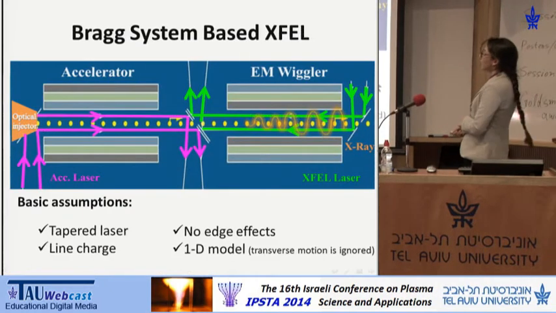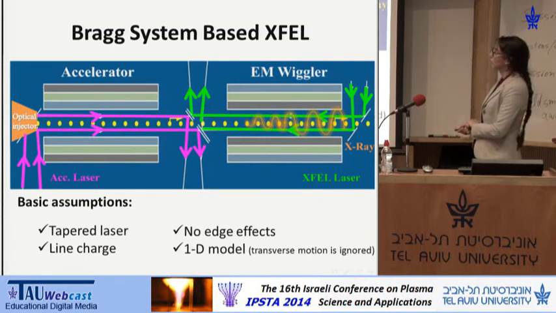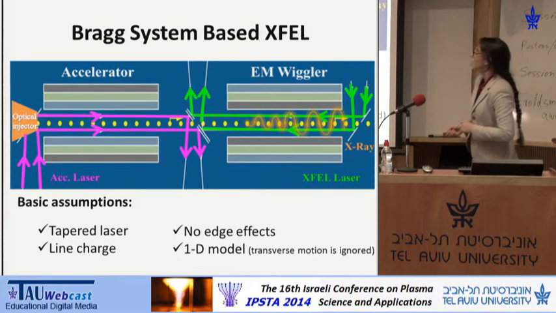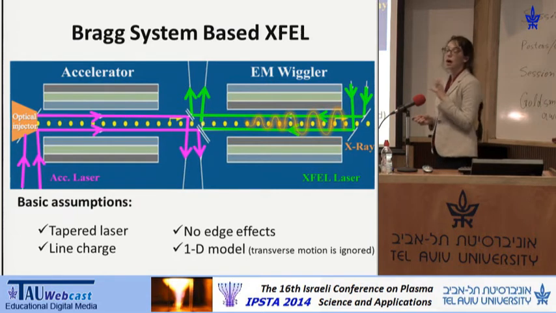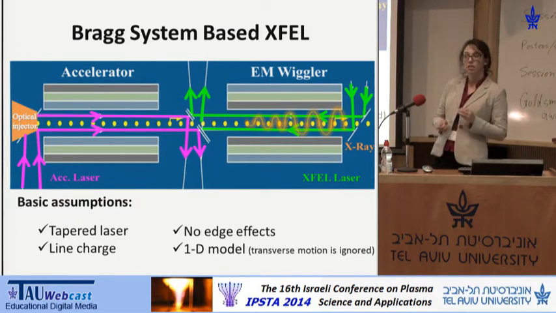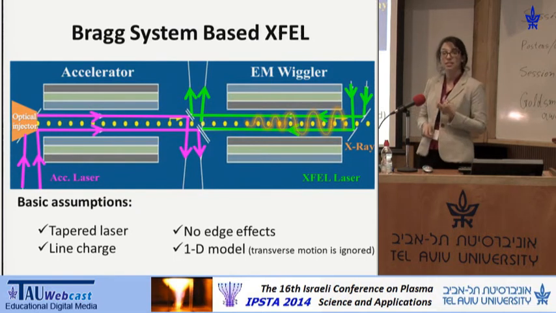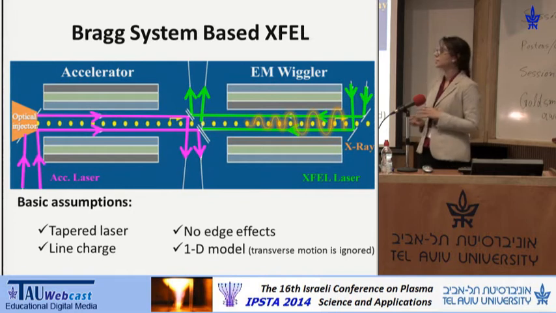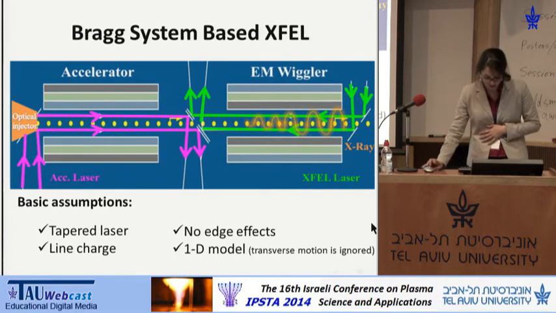We ignore edge effects, and the transverse motion is ignored as well. These yellow dots you see are actually line charges. Once the accelerating laser and the line charges are inside the structure, the wake generated by the electrons decelerates the laser field. In order to compensate this deceleration, we must taper the laser, ensuring uniform gradient for all our line charges.